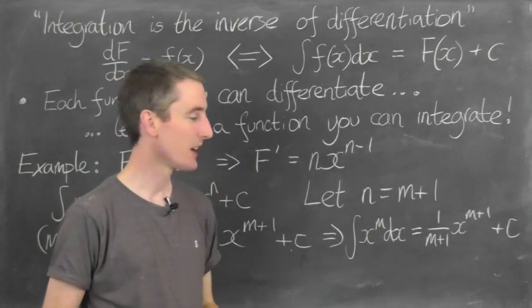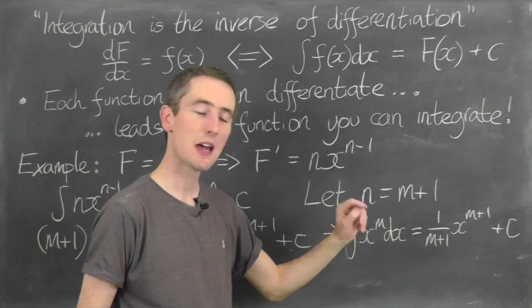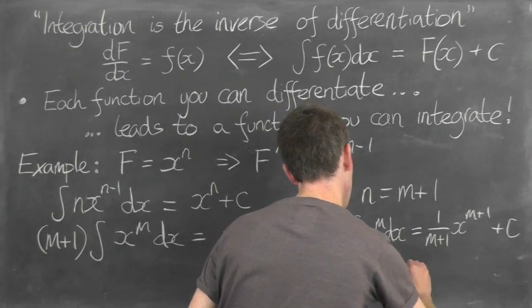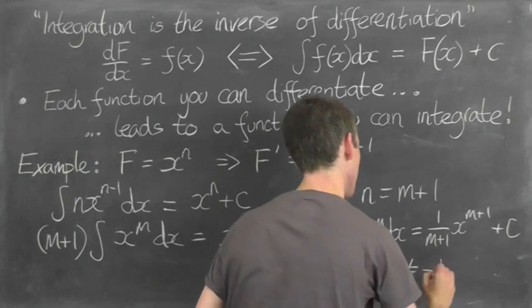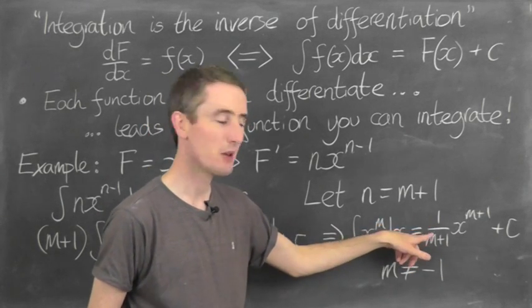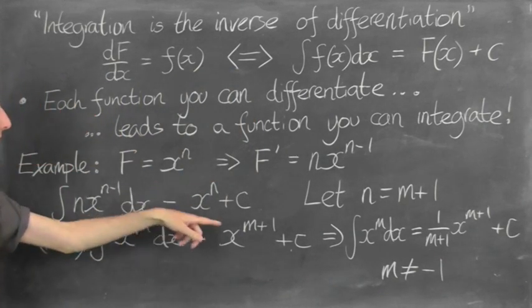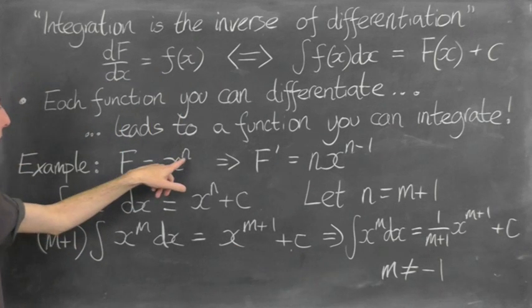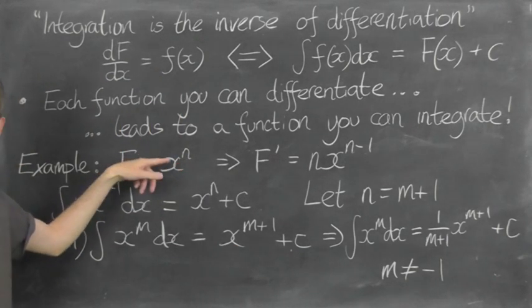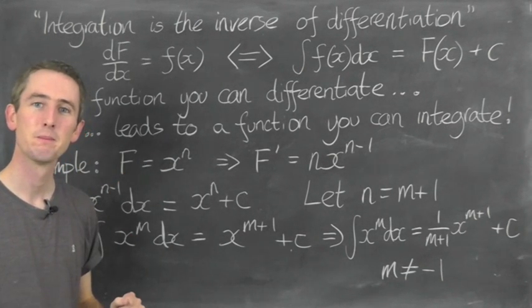One final remark. This is generally valid for any value of m except for m equal to minus 1. You can see that if m were equal to minus 1, there would be a problem here because we'd have 1 divided by 0. And going back to the original case, m equals minus 1 is the same as n equals 0, and that would correspond to a constant here. So this is a special case, and we'll do this one next.